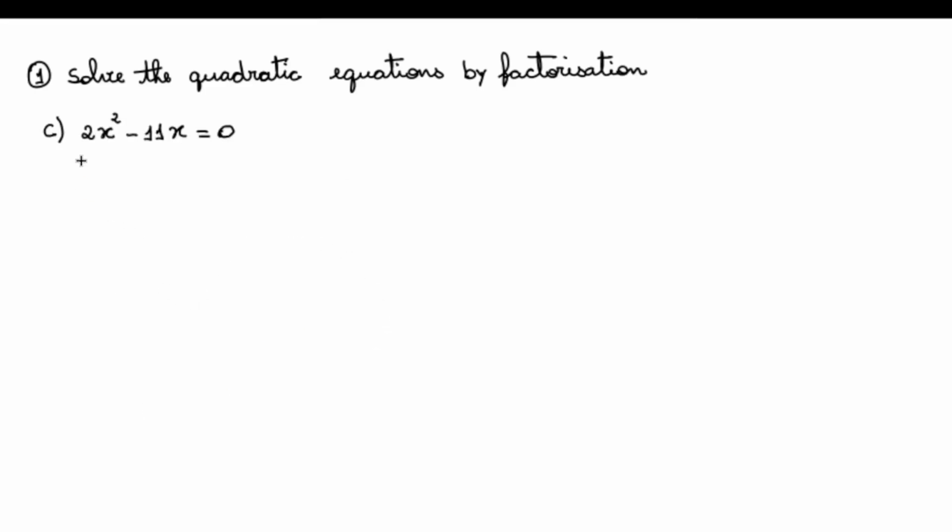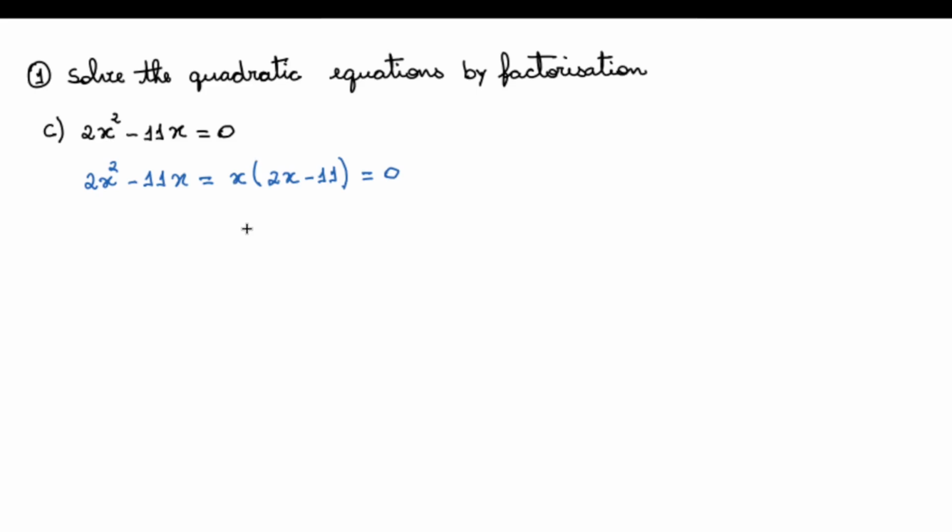Now let's solve the equation 2x² minus 11x equals 0. Press pause again and try to solve it yourself. Okay, again, we can write 2x² minus 11x as a product of x times 2x minus 11. And this is the factored form of the equation 2x² minus 11x equals 0.